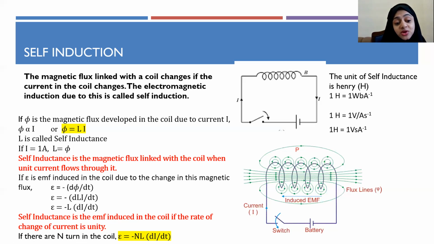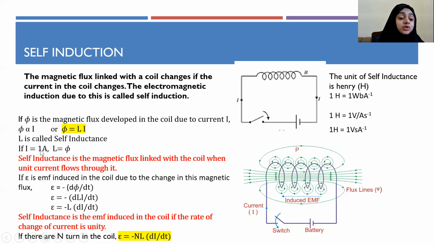What if the rate of change of current di by dt is equal to 1? Then the self-inductance, its magnitude will be equal to the magnitude of the EMF. I'm talking about the magnitude, neglecting the negative sign. So here, if di by dt is equal to 1, then the self-inductance will be equal to the magnitude of EMF. So we get the second definition for self-inductance. That is, self-inductance is the EMF induced in the coil if the rate of change of current is unity.